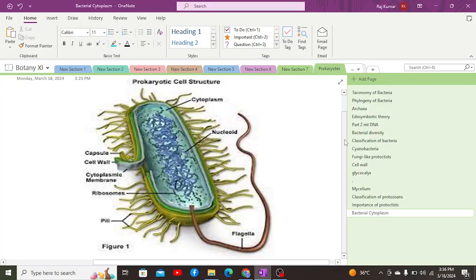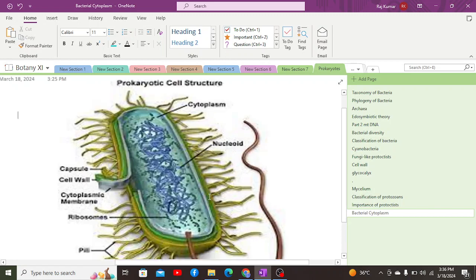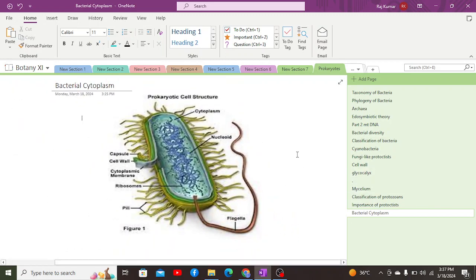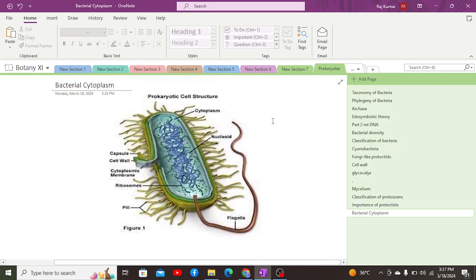Hello everyone. So today we are going to discuss the bacterial cytoplasm. Bacterial cytoplasm is basically a dense, thick, fluid-like structure. It is a dense, thick fluid which is found within the bacterial cell. That is basically the major component of which the entire bacterial cell consists.